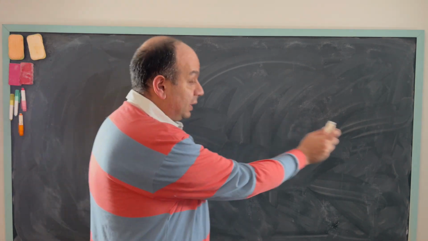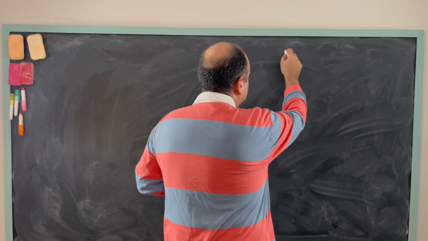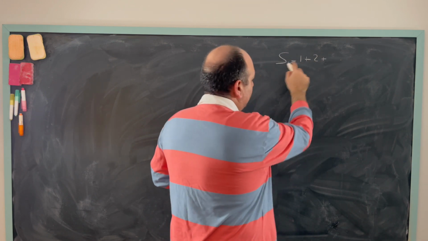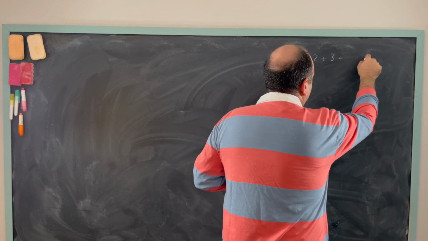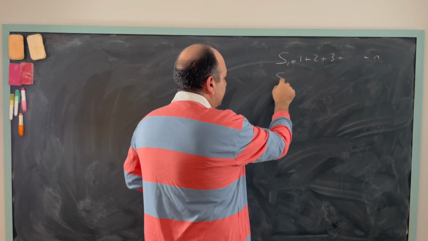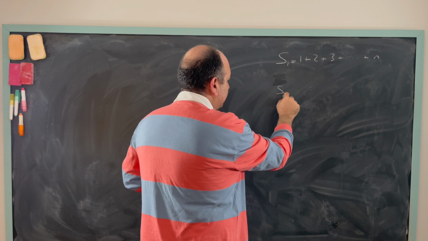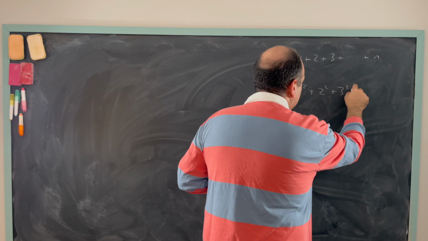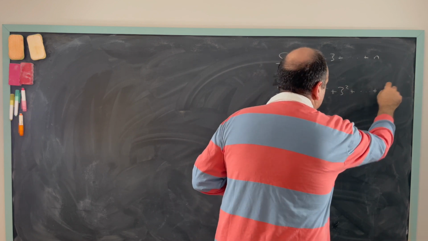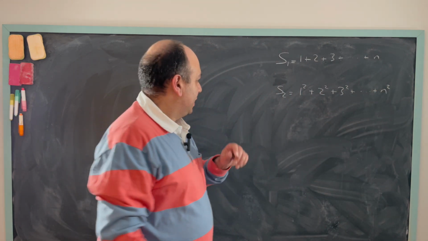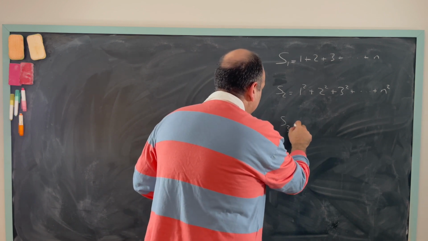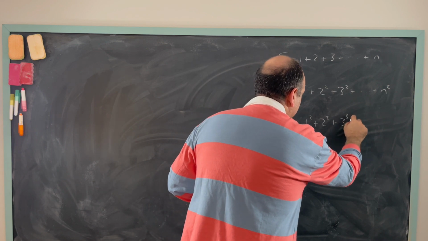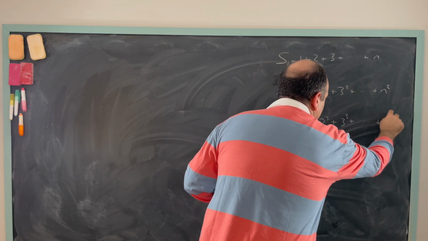Okay, so let's start. I will define S1 as the sum of numbers starting from 1 all the way to n. And let's define another sum, S2, which will be the sum of the squares of these numbers, 1 squared plus 2 squared all the way to n squared. And let's define S3: 1 cubed plus 2 cubed plus 3 cubed up to n cubed.